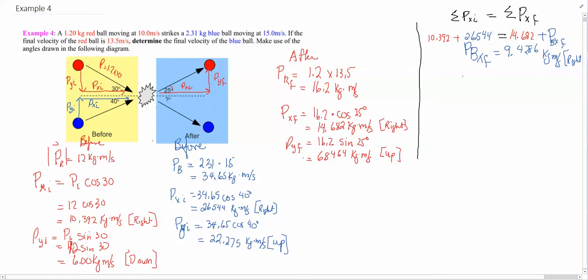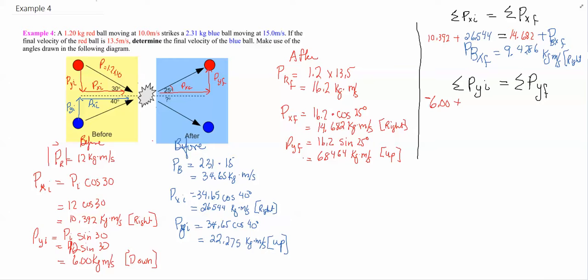Now we're going to do the sum of the momentum in the y direction initial plus the sum of the momentum in the y direction final. Again, we take the momentum in the y direction, initially for the x, which was 6.00. We add to it the momentum for the blue ball, and notice for the blue ball, that one was down, not up. So it's negative because it's acting downwards. The blue is positive because it's acting up.